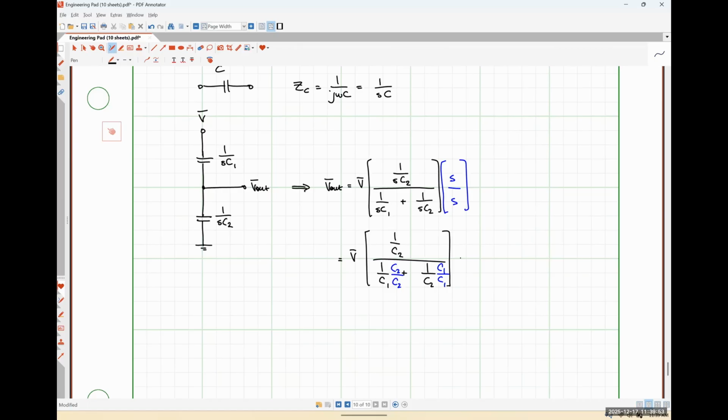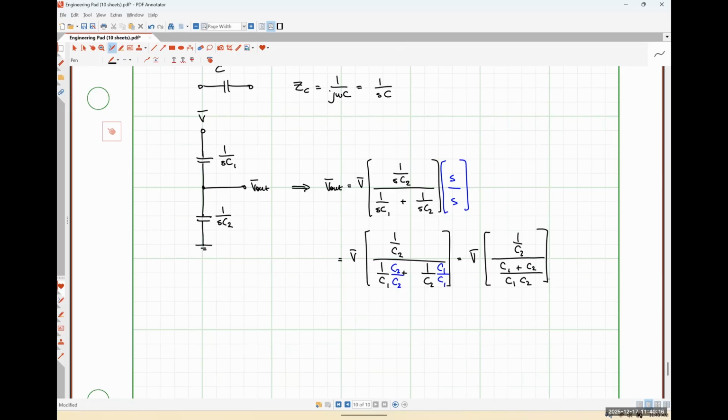So if I manipulate this a little bit, I'll have V with a bar over it as my phasor input voltage. Still going to have a 1 over C2 up here, but now I'm going to have C1 plus C2 over C1 times C2. Are we all okay with that?